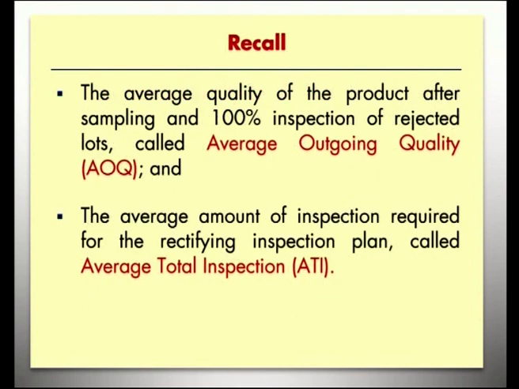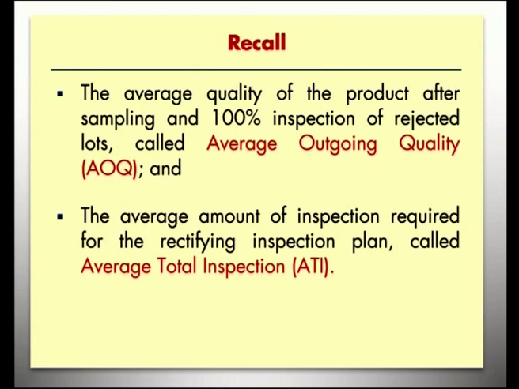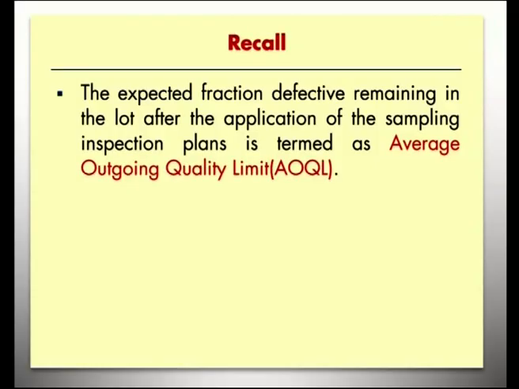Next terminology is average outgoing quality, that is AOQ. It is actually the average quality of the product after sampling and 100% inspection of rejected lots are considered. Next terminology is ATI, that is average total inspection. It is the average amount of inspection required for the rectifying inspection plan. In continuation with that, one more concept is average outgoing quality limit, that is AOQL, the expected fraction defective remaining in the lot after the application of the sampling inspection plans.